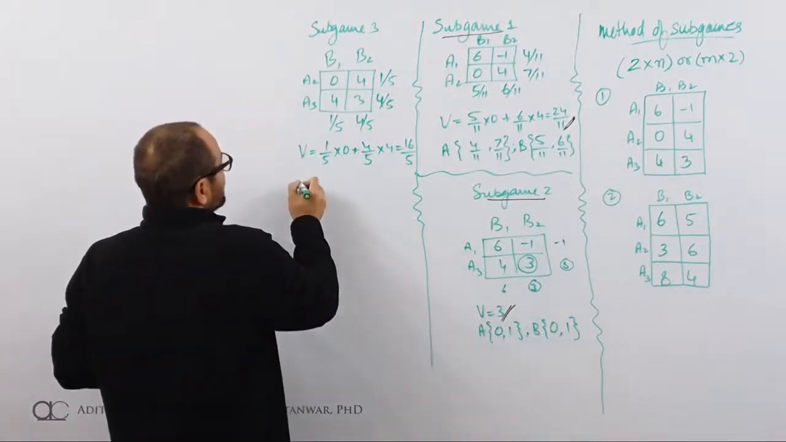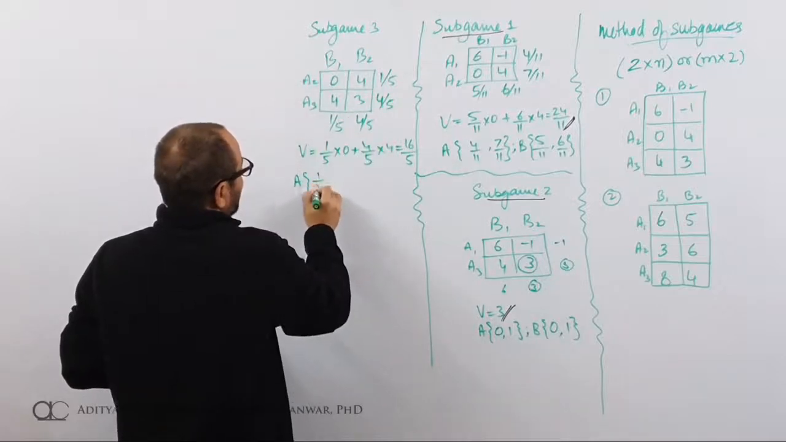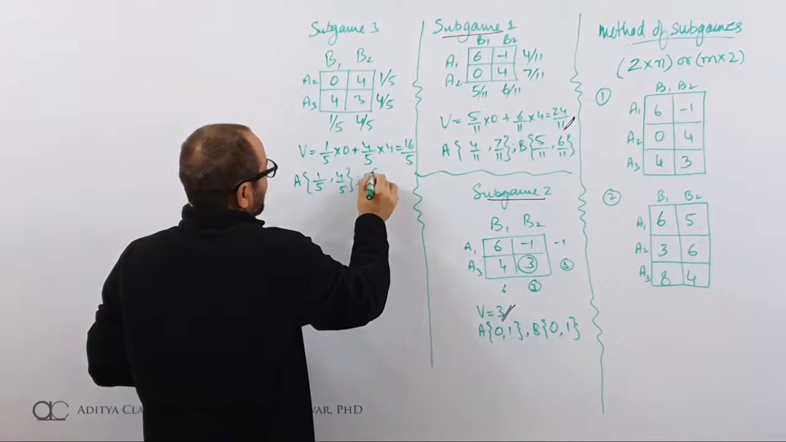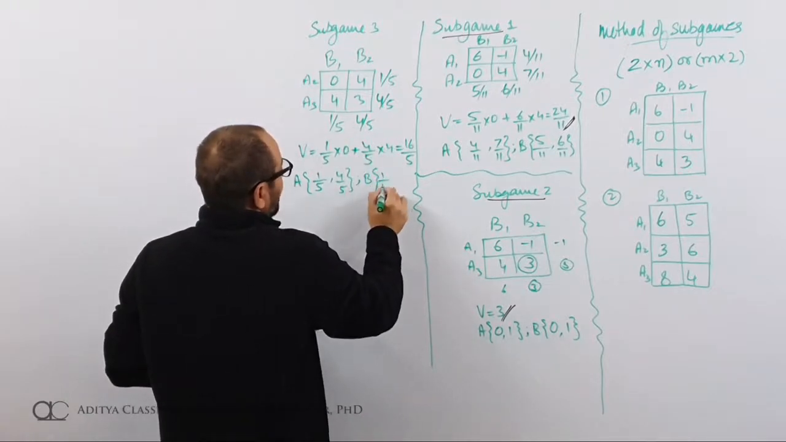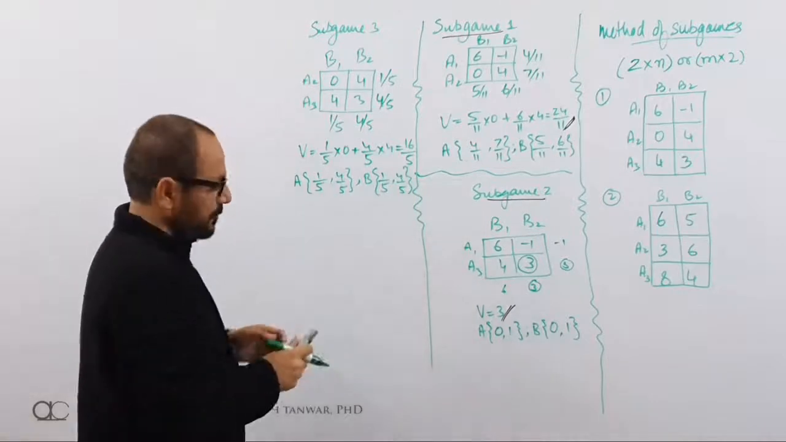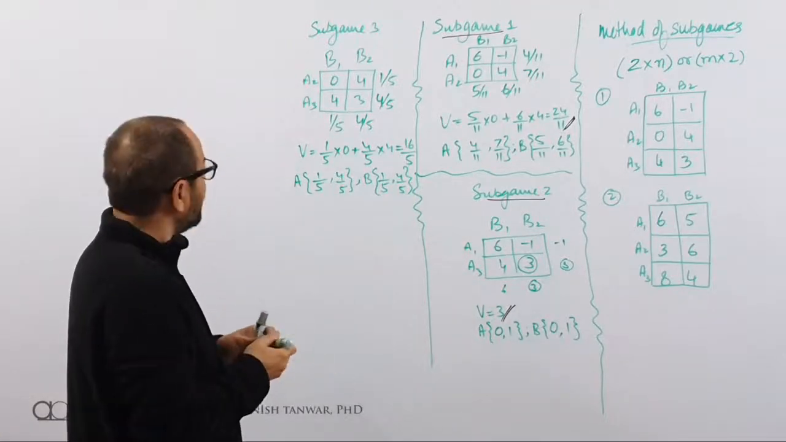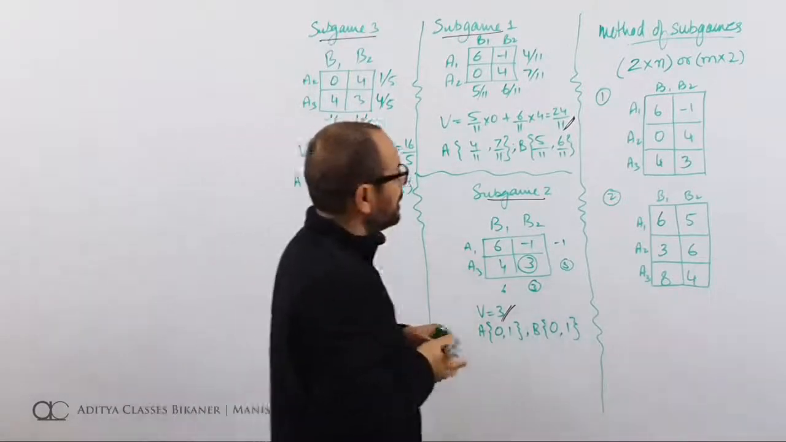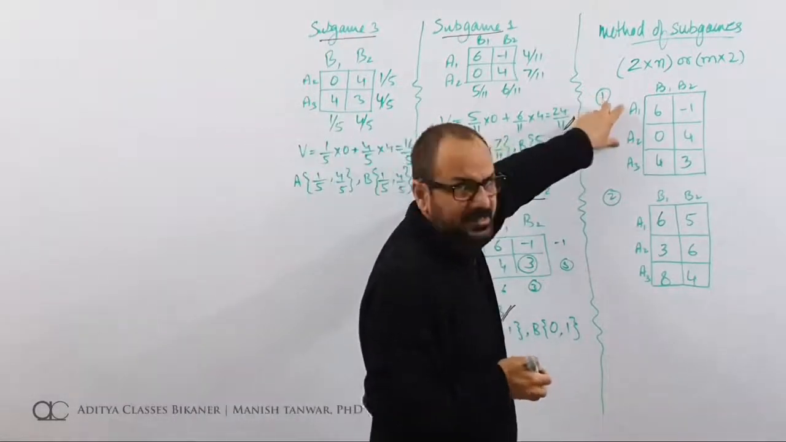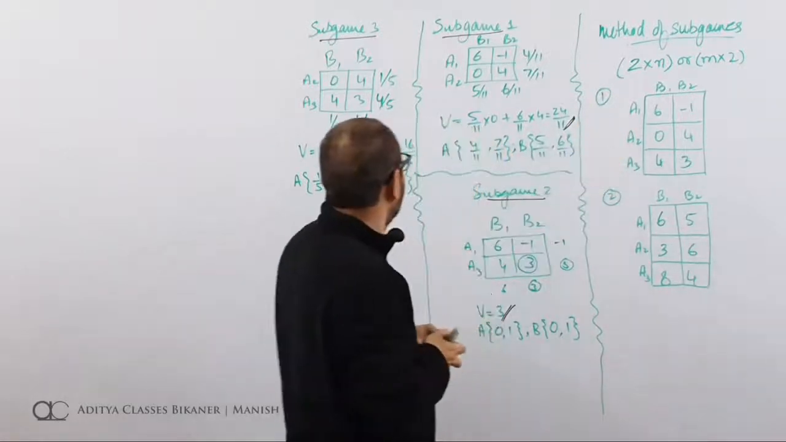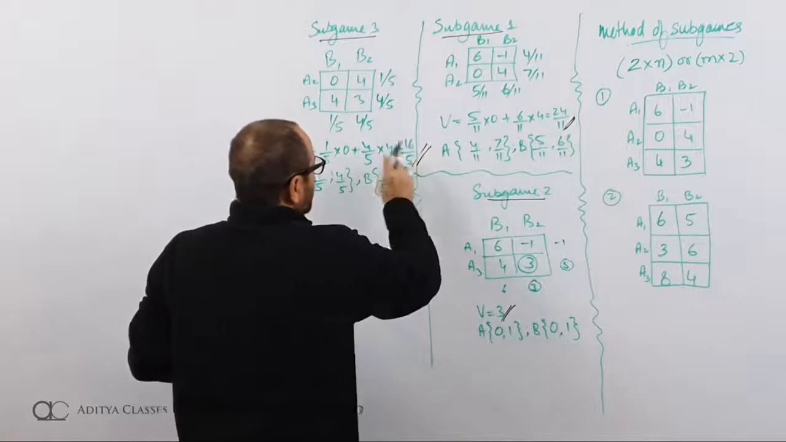What will be the strategies? Strategies would be, for A, I suggest a strategy of 1 by 5 and 4 by 5. And for B, the strategy suggested is again 1 by 5 and 4 by 5. Now you can finally take a call which subgame is best. I have checked all subgames. Only 3 subgames were possible: A1 against A2, A1 against A3. Subgame 1, subgame 2, and this one is subgame 3. So which is the best value? This is the best value.